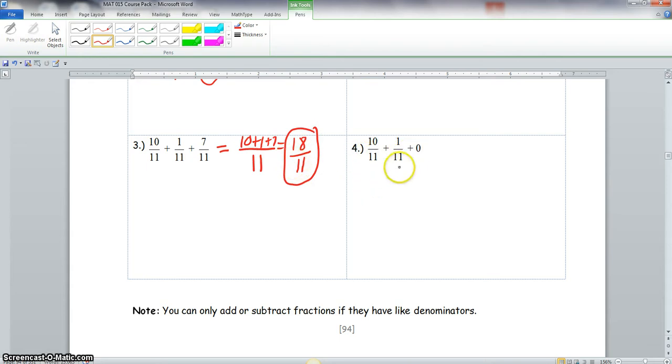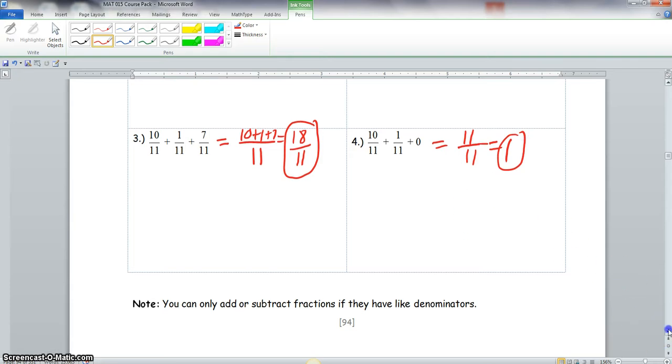Now, one thing about number 4 that I like is you see that it's plus 0. We know anything plus 0 is basically the number itself. So we could disregard this plus 0. Now we look here, our denominator is 11. Now we can add our numerators. 10 plus 1 is 11. 11 over 11 is 1. So that is our final answer here.